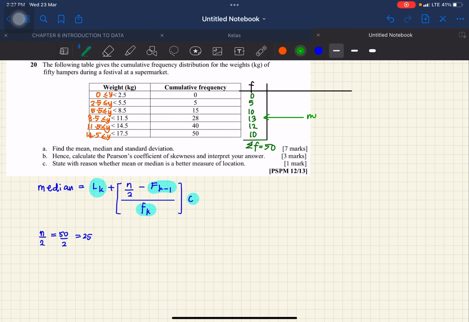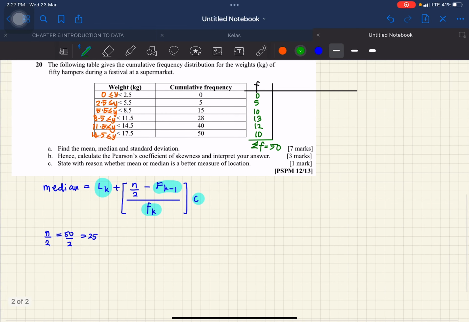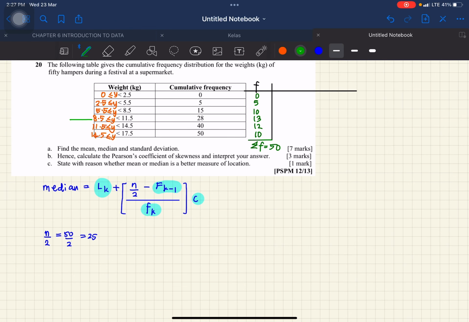Median class. Saya label dekat belah kiri lah, senang sikit. So mana tadi? It's this one. This is my median class. Okay, so what are the information that I need?